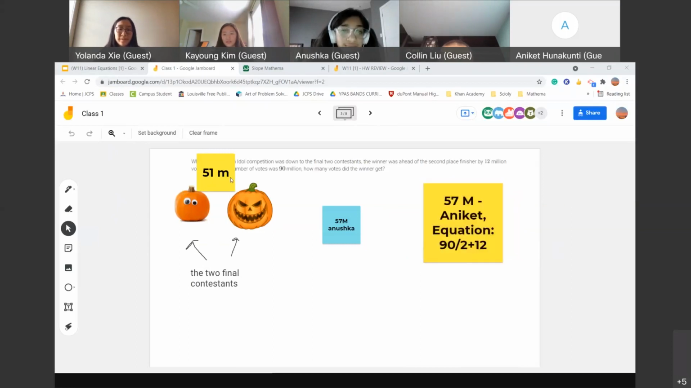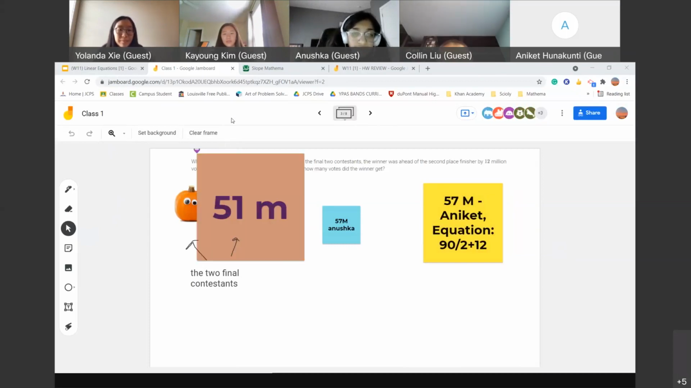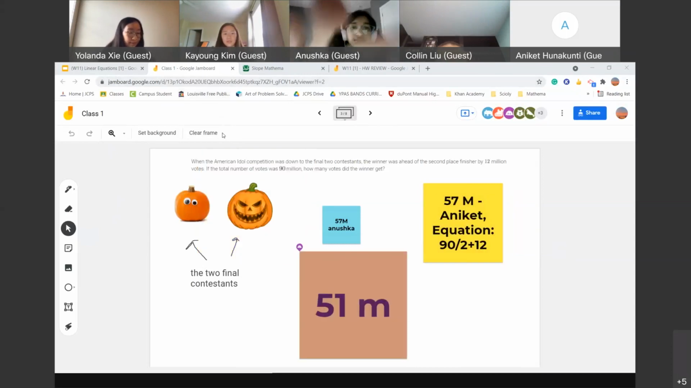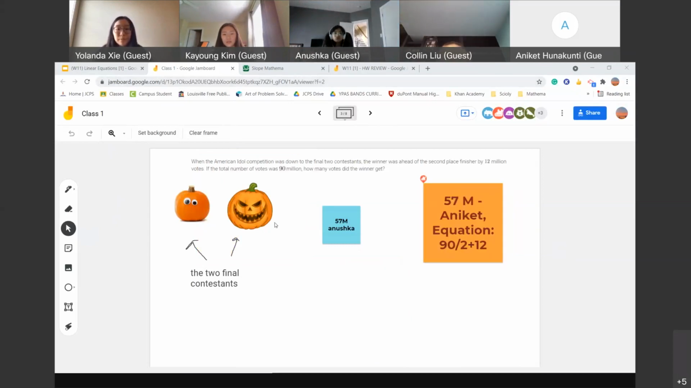All right, so guys, think about your answer a little bit. So say, if we do have one person getting 57 million votes, then how many votes is the other person going to get? That's going to be 90 minus 57, which is 33. So actually, one person has 24 more votes than the other person. So that can't be possible. I mean, sorry, 24 million more votes.